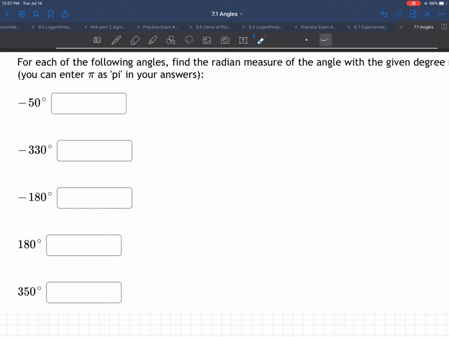Here's an example of converting degree angles to radians. For each of the following degree angles, find the radians. So how do you convert between the two worlds?